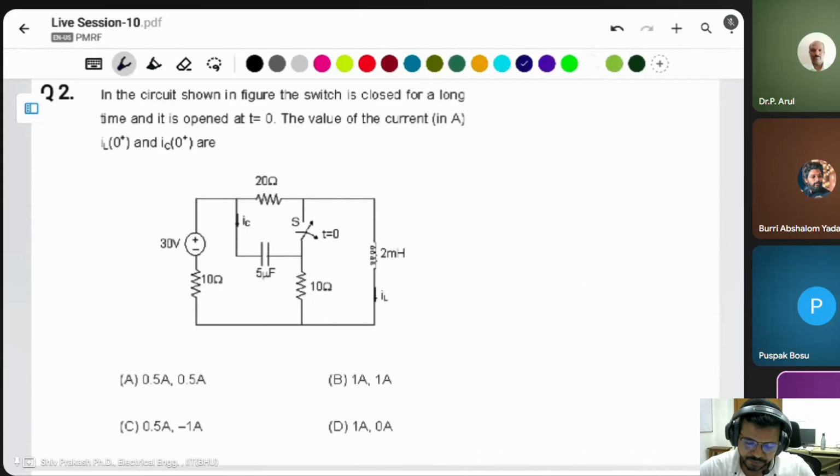This is the next question. In the circuit shown in the figure, the switch is closed for a long time and it is opened at t equal to 0. Before t equal to 0, the circuit is closed like that. After 0, this will be open. Find the value of the inductor current IL at the initial point and the capacitor current at the initial point. This is the IL, this is the IC.